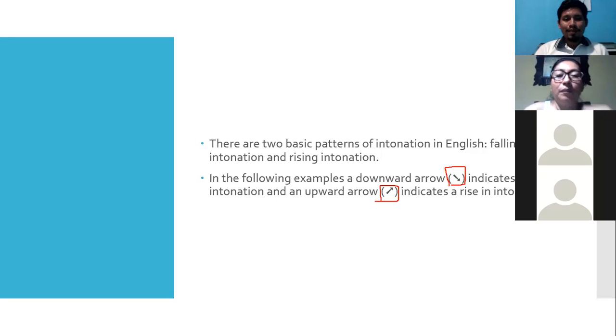Well, check this out. There are two basic patterns of intonation in English, and those intonations are falling and rising. Falling intonation and rising intonation. It says that in the following examples, the downward arrow indicates a fall in intonation, and the upward arrow indicates a rise in intonation. Those are the symbols that we're going to be using with the examples that we're going to check.